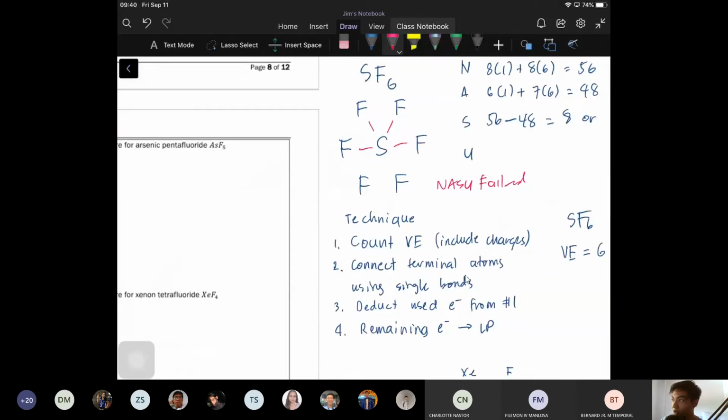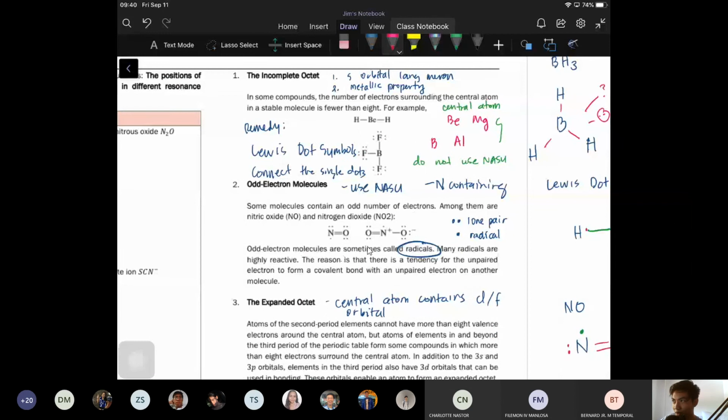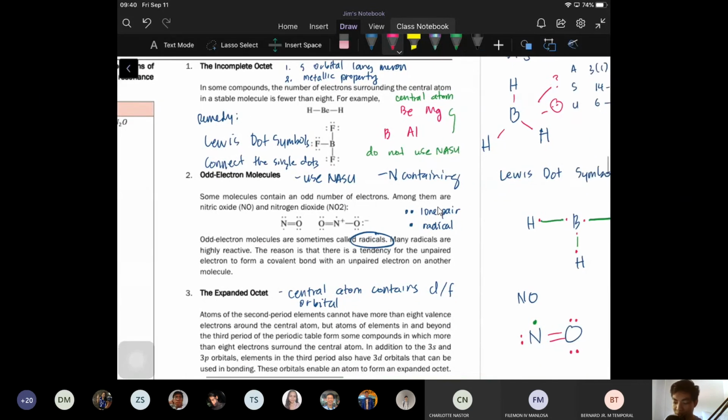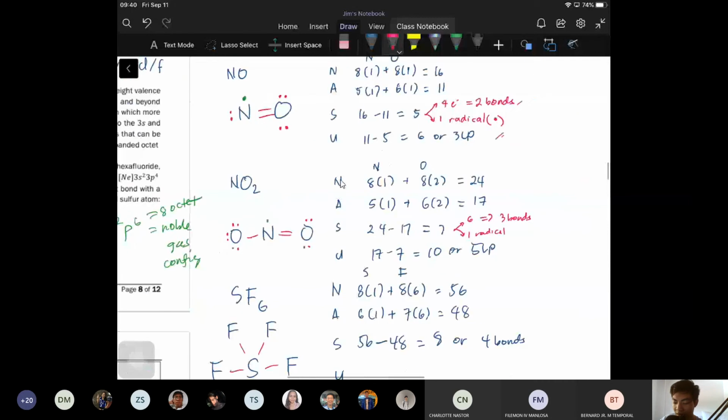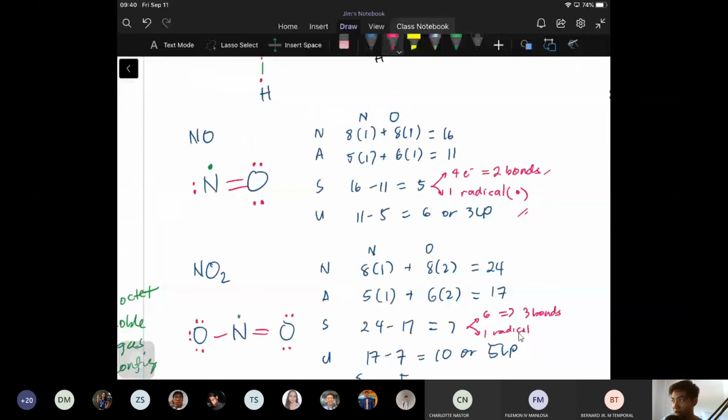So, these are the techniques. Count the valence electrons, connect the terminal atoms using single bonds, deduct the used electrons from the valence electron count, then all the remaining electrons will be used as lone pairs. Then the third violation, the odd electron rule, especially for nitrogen-containing compounds. If the number of electrons to be shared is odd, one of them will serve as your radical, and the other will be used as a bond. So it will fall short of the octet, but there's nothing we can do, it exists.